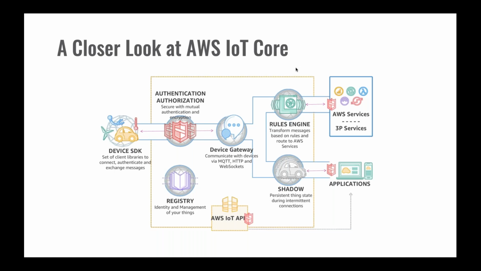And all of this is exposed via AWS IoT API. So the device SDK is very different from IoT API. So IoT API is accessible from Boto or any of your favorite languages, and you can provision all these resources, while the device SDK is meant exclusively to connect devices to the cloud.